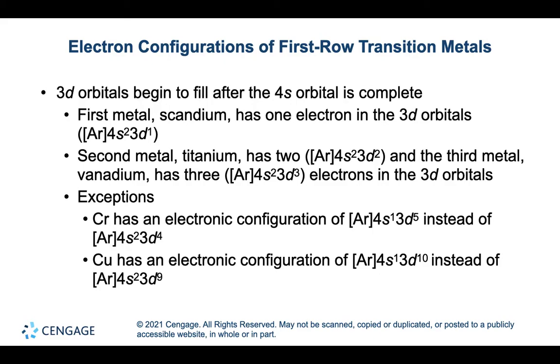So chromium is going to have some magnetic properties there. Copper also you would expect to be 4s2 3d9. But again, to minimize that repulsion in the 4s, we actually move the electron to the 3d and we have 4s1 3d10. So those two atoms in the d block actually show exceptions to the filling pattern that you would expect for electron configurations. There are more exceptions as you go down the chart, but these are the first two that we see that do not follow the pattern perfectly for their ground state electron configuration.